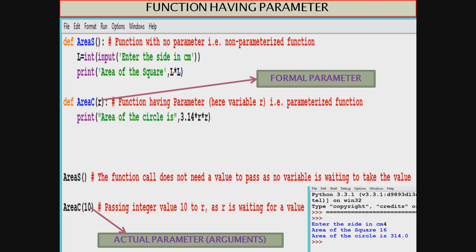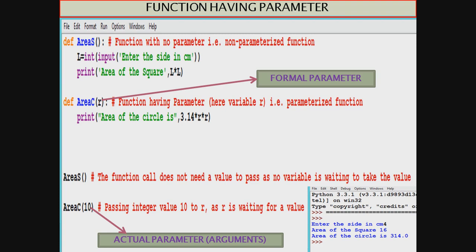So students, you understood? The first function, that is area S, requires no parameter, therefore we send nothing to it while it works for us. But area C requires one value to be kept as reference to the variable R that can be used afterwards. So students, this is how it works.